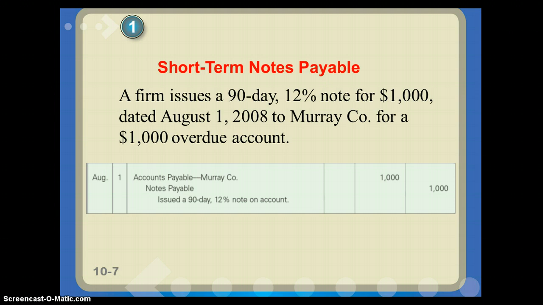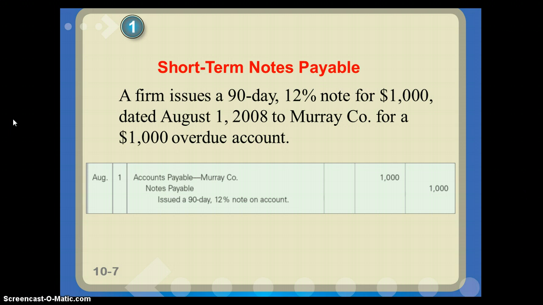Short-term notes payable. We talked about these a little bit in calculating maturity values and maturity dates, and we talked about the knuckle method for the days and the months. Let's say a firm issues a 90-day 12% note for $1,000. It's dated on August 1st, and it's to Murray Company for a $1,000 overdue account. Previously, we talked about these as receivables. People were owing us, people were dishonoring the money they owed us. In this case, we made an oops. We're dishonoring a note that we owe them.